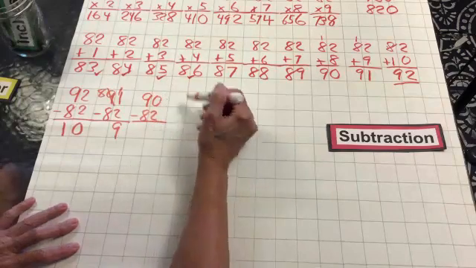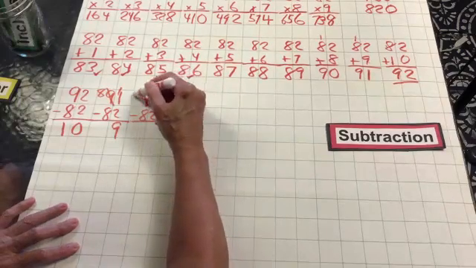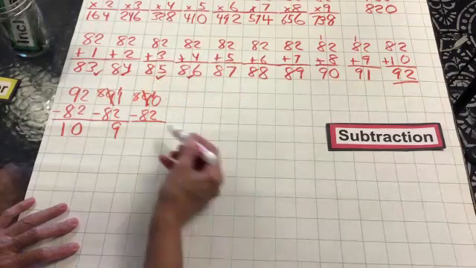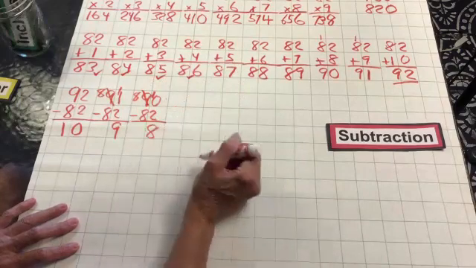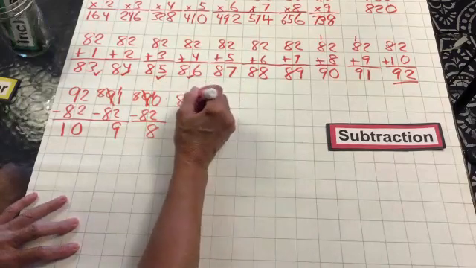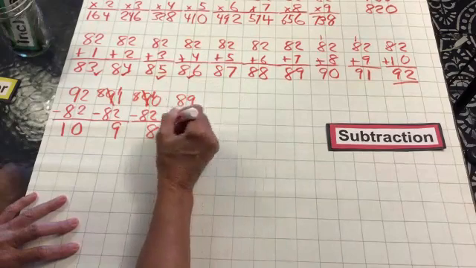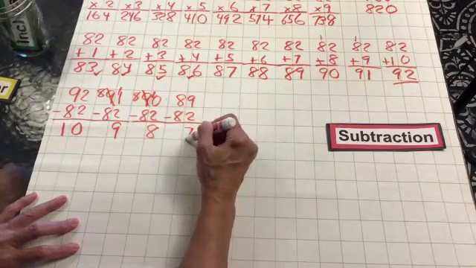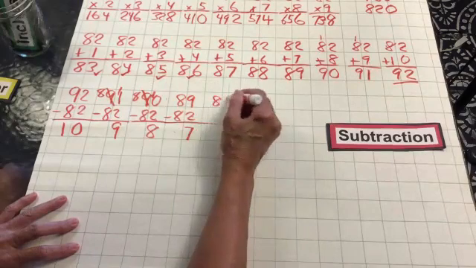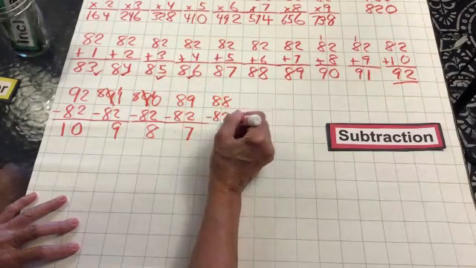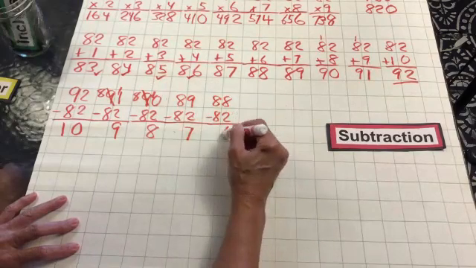90 minus 82. 2 from 0 cannot do. Borrow from the 9, making that 8. And that 10 minus 2 is 8. 8 minus 8, nothing. 89 minus 82. 9 minus 2 is 7. 8 minus 8, nothing. 88 minus 82. 8 minus 2 is 6.